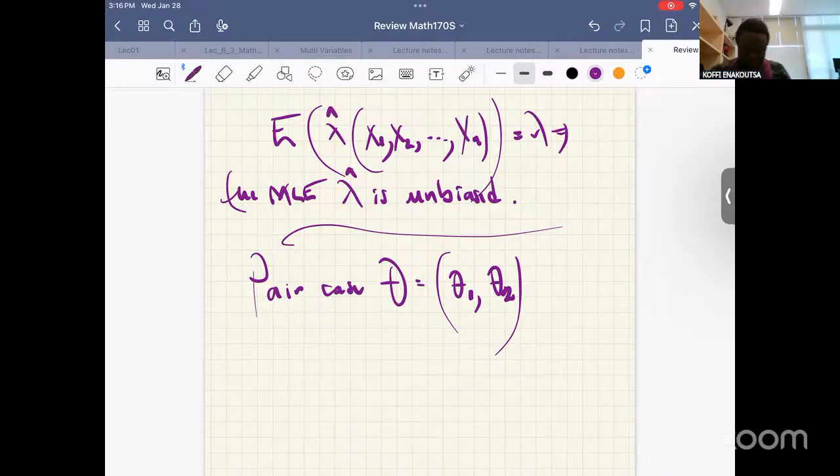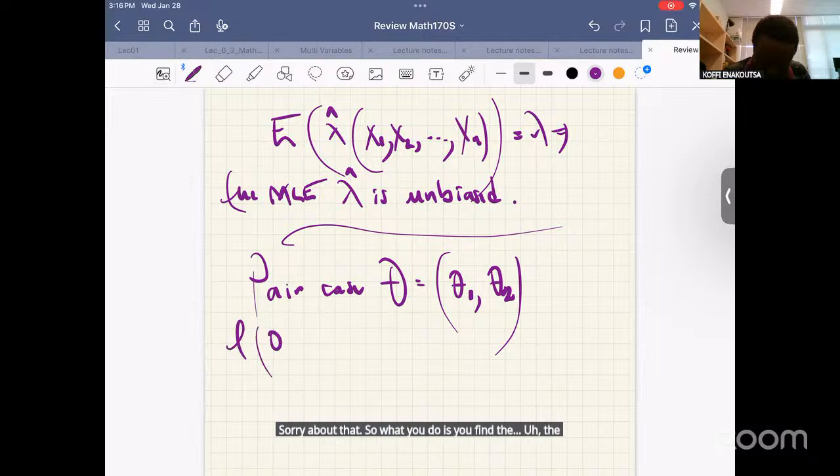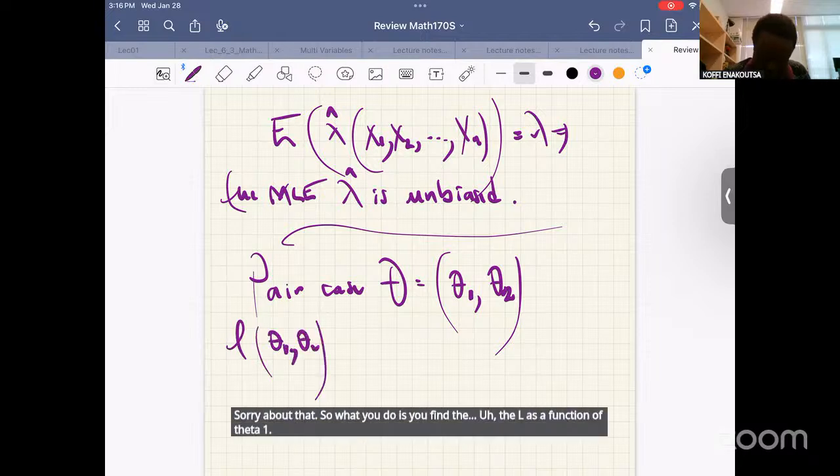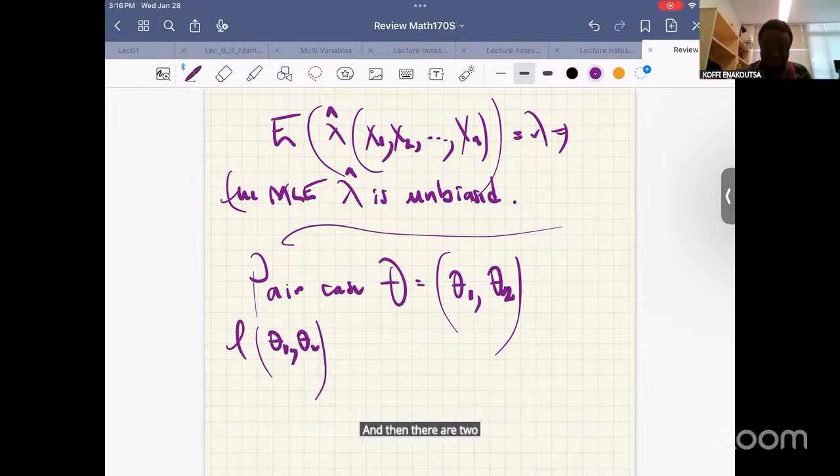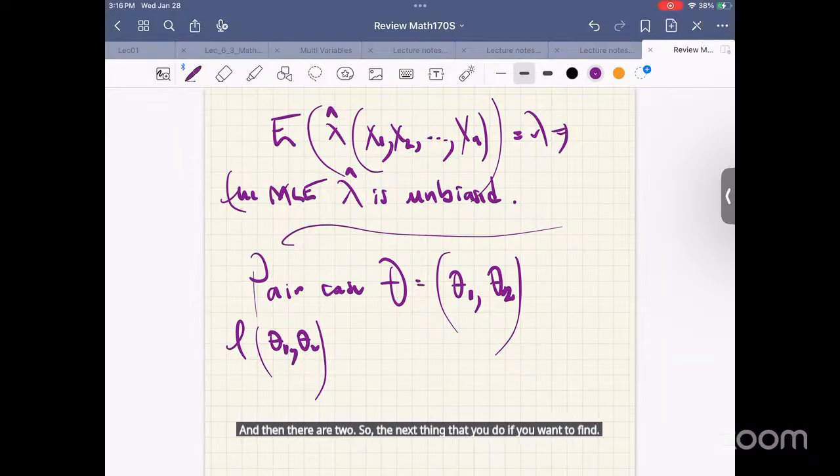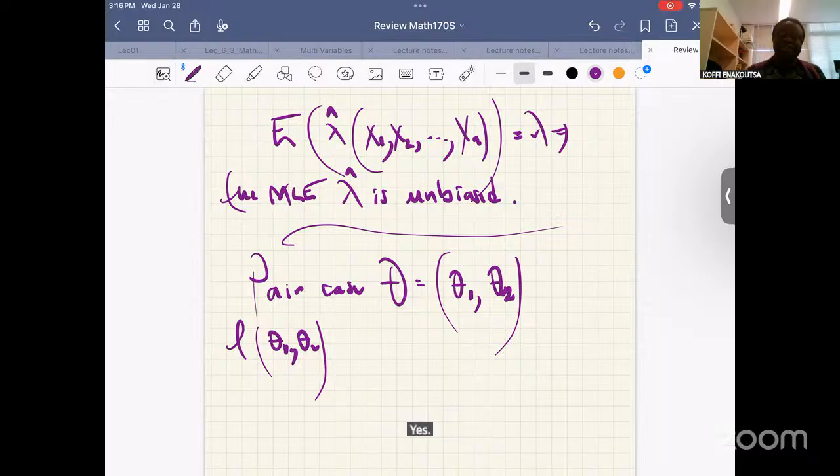Sorry about that. So what you do is you find the L as a function of theta 1 and theta 2. So the next thing that you do, if you want to find... Do we take partial derivatives of each? Yes, absolutely. It's like you are finding the critical point for a two variable function. Okay.